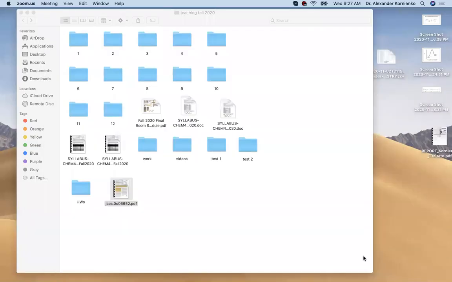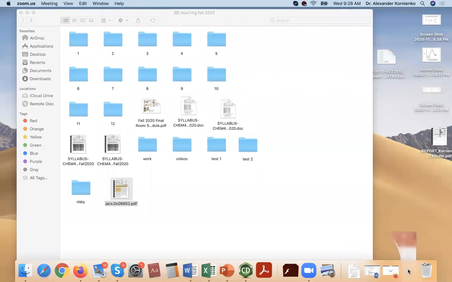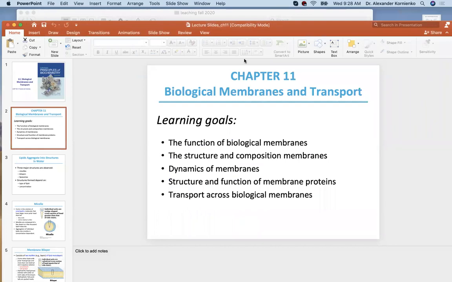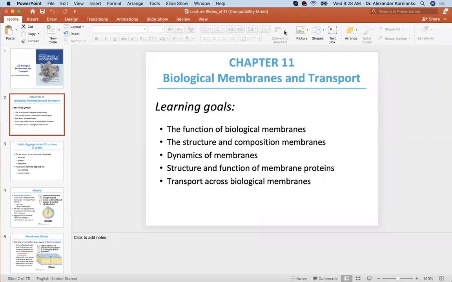Chapter 11. We have to hurry up because we're taking much time from chapter 11 and there's quite a bit of material. So, biological membranes and transport. The structure of biological membranes, I told you, it's not just lipids. There's lots of stuff in the membranes that we need to talk about. And obviously, since biological membranes separate different compartments, different cells, the molecules must be able to cross them. So, how is this transport achieved?